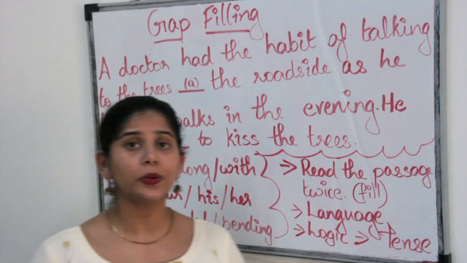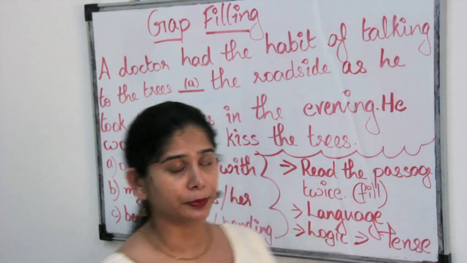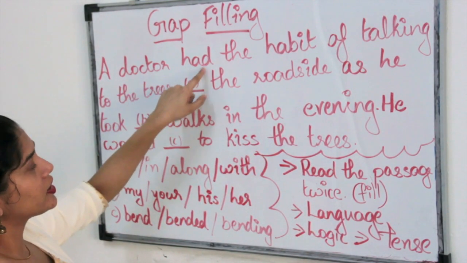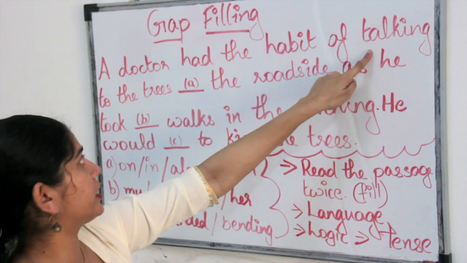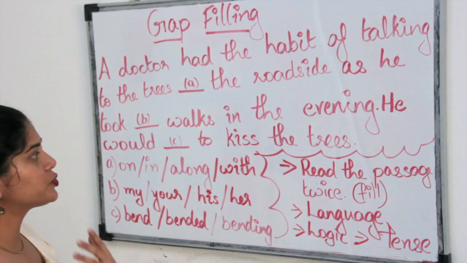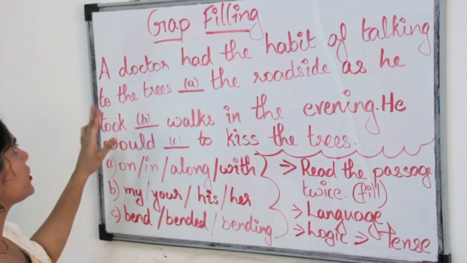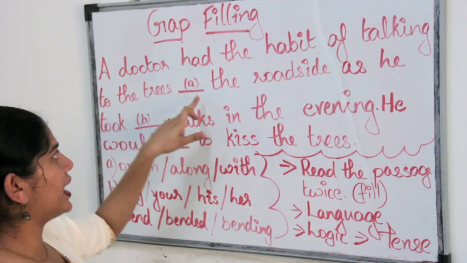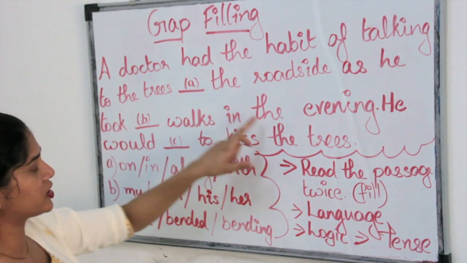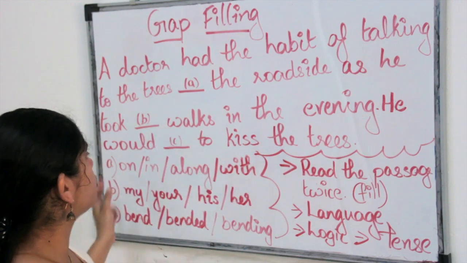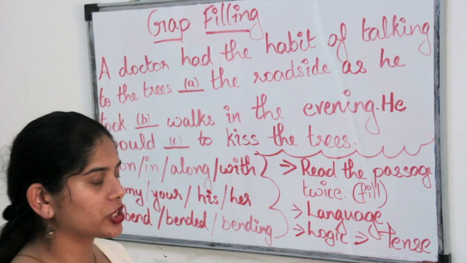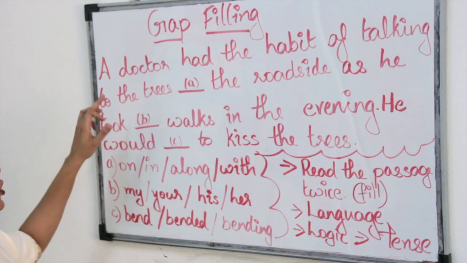Okay, so now we will move on to the example. A doctor had the habit of talking to the trees. Had the habit. Okay, so it's again a little past tense. To the trees dash the roadside as he took dash walks in the evening. He would dash to kiss the trees. Small portion I've taken. We'll move on to my first one.